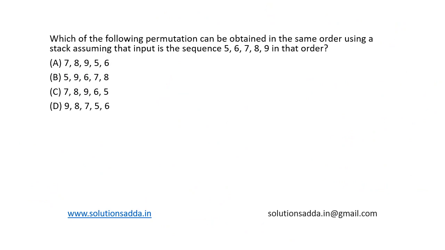This is a question from data structures. Which of the following permutations can be obtained in the same order using a stack, assuming the input sequence is 5, 6, 7, 8, 9 in that order? So let's consider each of the options. Option A, and let the stack be drawn as here: 7, 8, 9, 5, 6. So initially we are pushing 5, 6 and 7. Since we have to get the sequence of 7 first, we pop 7.